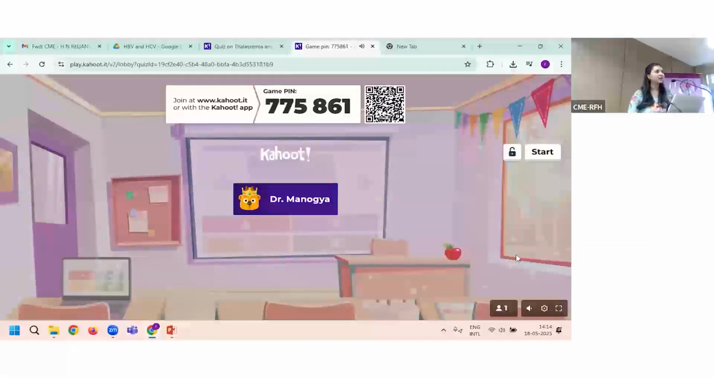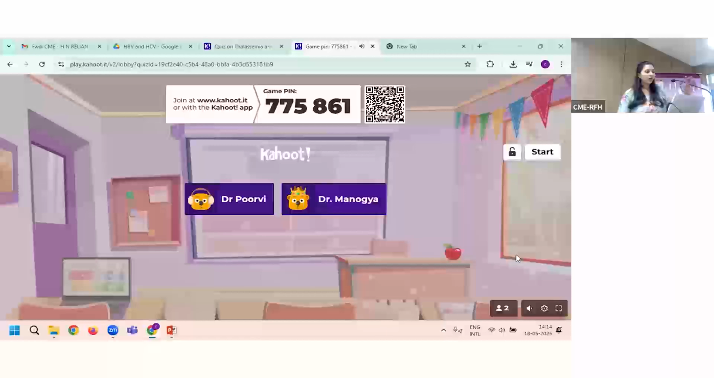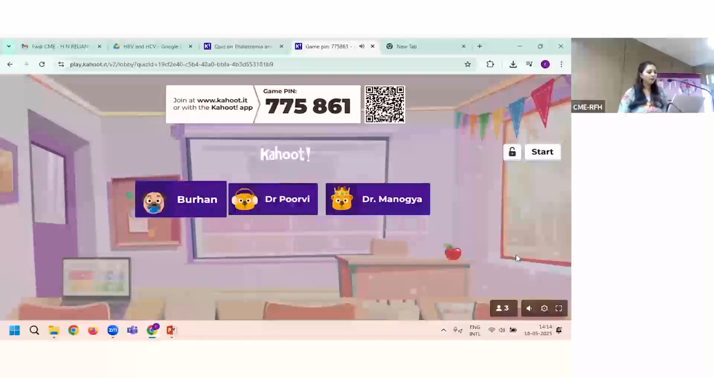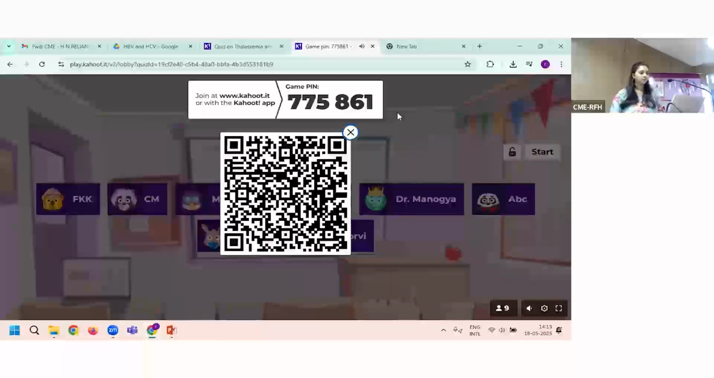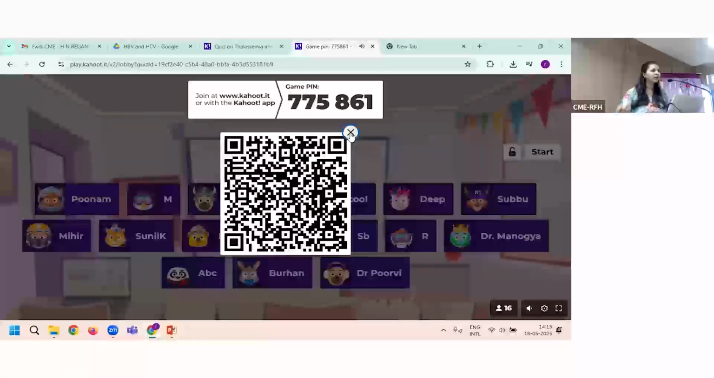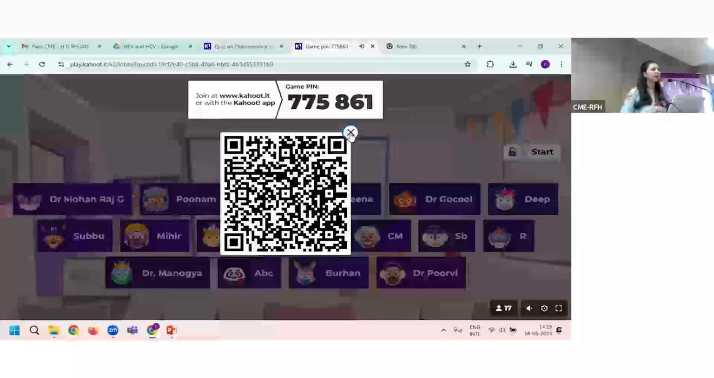So I request everybody to just get their phones out and go to Google Chrome or Safari or whatever and type kahoot.it, KAHOOT.IT. So once you type that, you will get a screen where you can enter this game pin. So we'll just wait for a couple of minutes for everybody to join. If anybody wants to scan, you can also scan this QR code. So for the nickname, you can put your initials or something which can identify you.